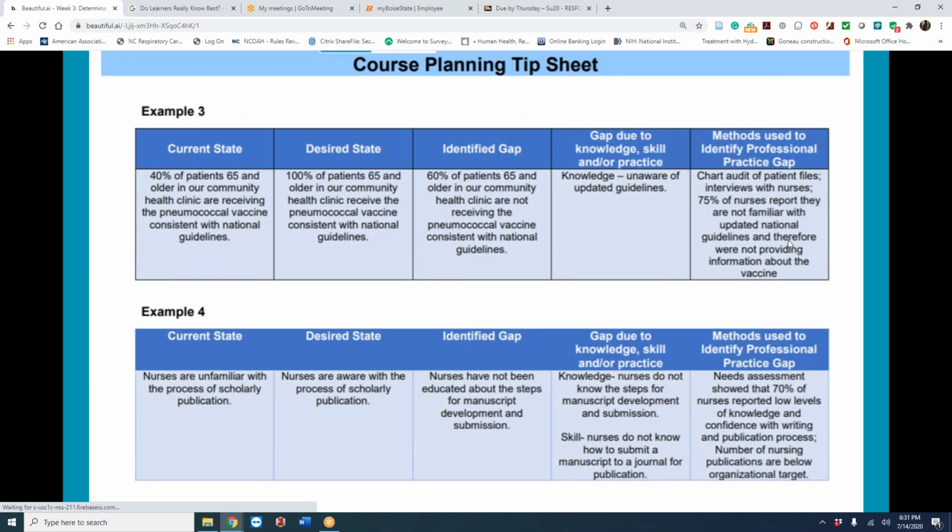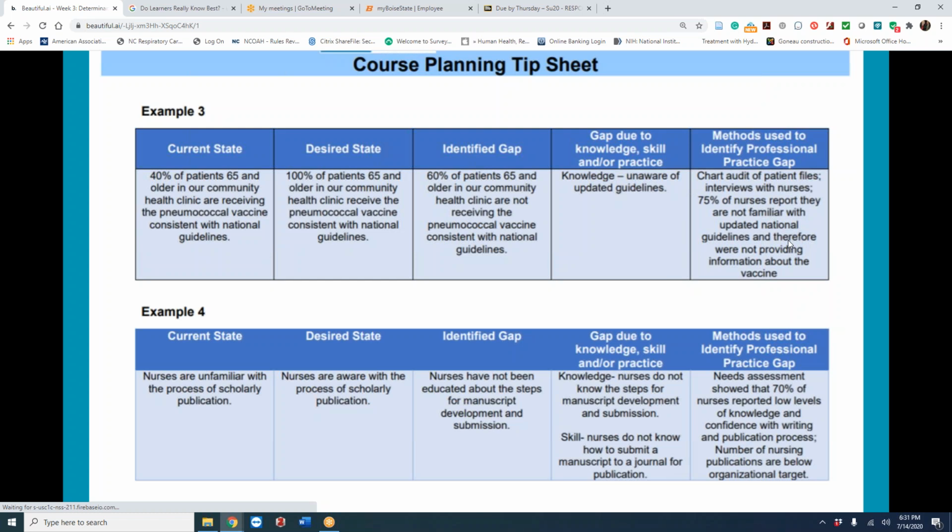So here's how it would look. This is an example from a nursing plan. It says current state: 40% of the patients 65 and older in our community health clinic are receiving the pneumococcal vaccine consistent with national guidelines. They want 100%. Their identified gap is 60%. So what do they want to do? What's the knowledge gap? People are unaware of the updated guidelines, and this, of course, is staff.